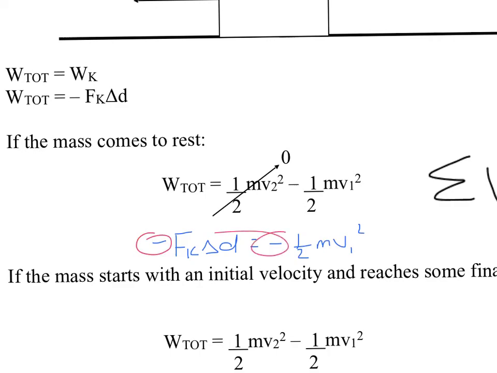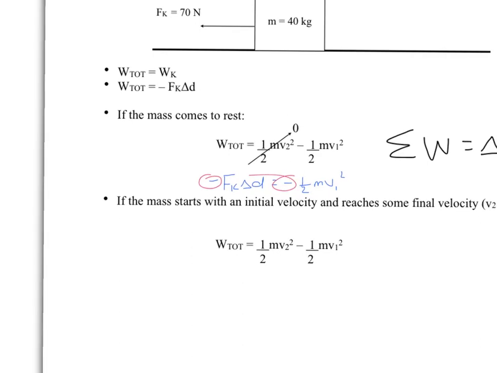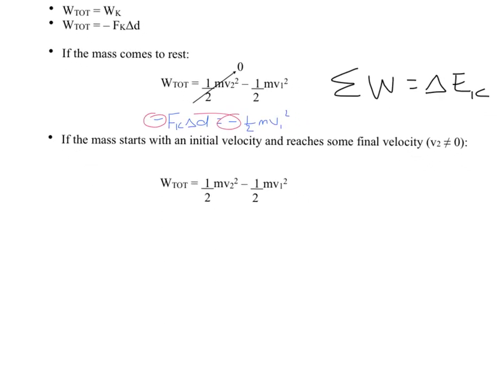Okay, and the last thing I wanted you guys to take a look at is this one over here. What if the mass starts with some initial velocity and reaches some other final velocity? Well, if that's the case, then we just use the same equation all over again. And that's all I wanted to do for today.